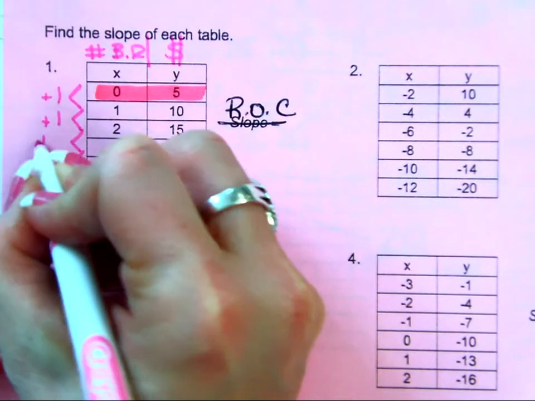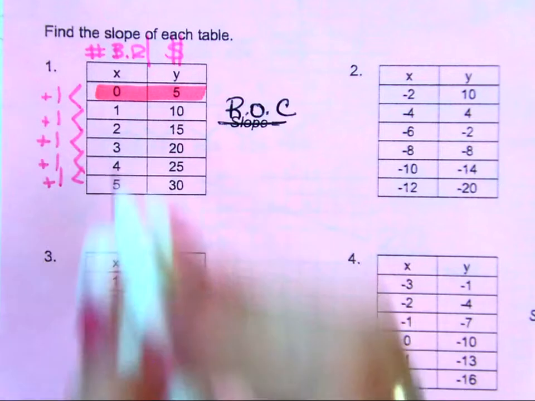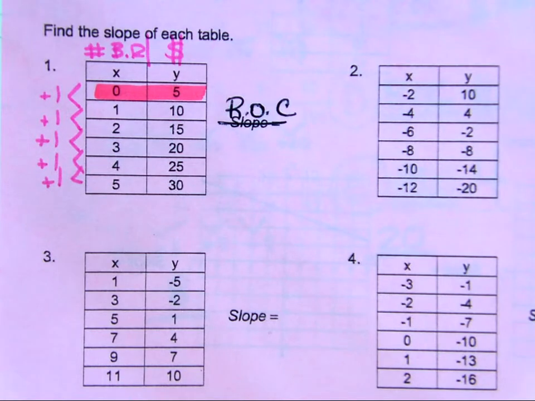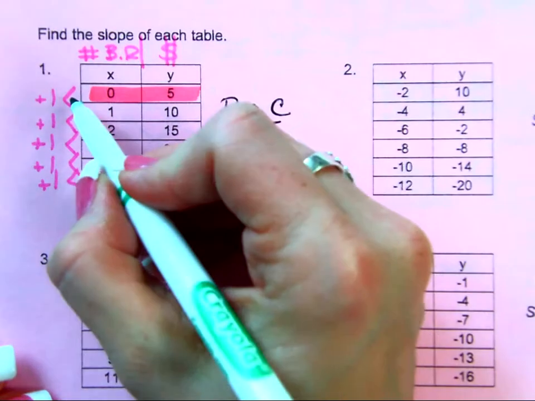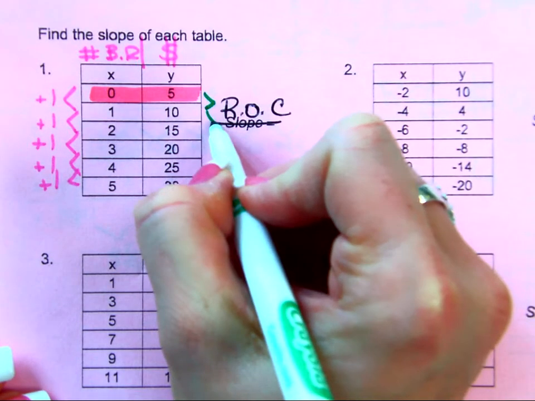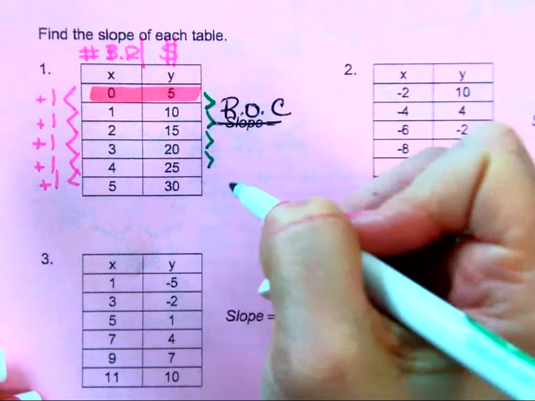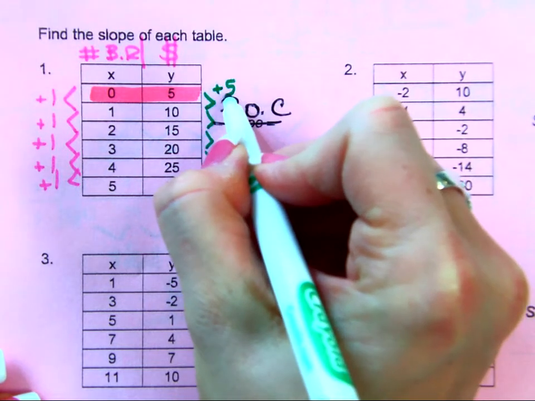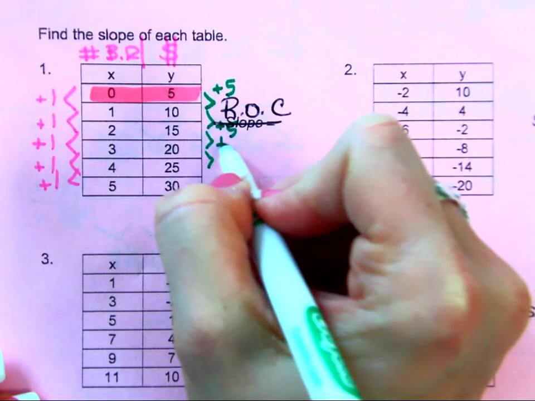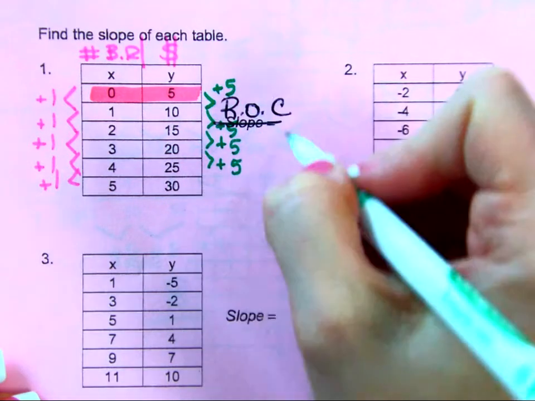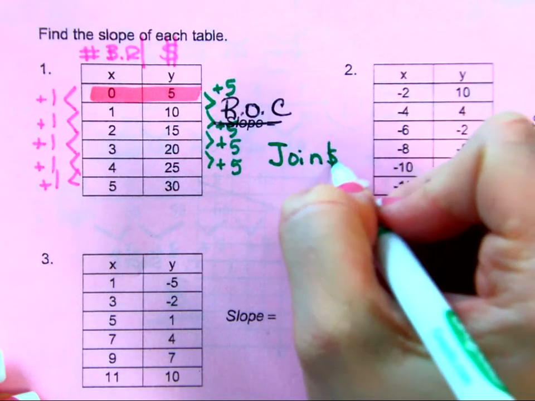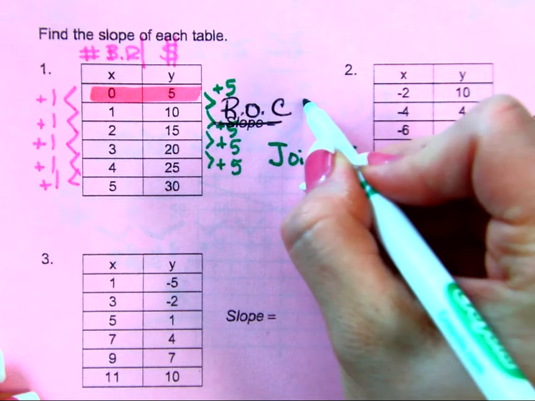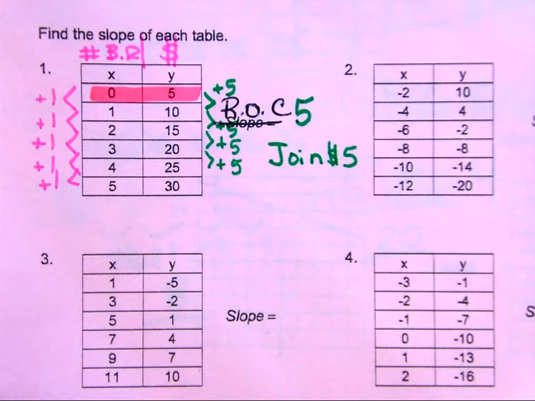When it goes by ones, consider yourself lucky. There's not much thinking to do, because for every one that this goes up, this does what? Goes up 5. How much does it cost to join this club? So it costs $5 to join and $5 per Blu-ray. So kind of confusing there.